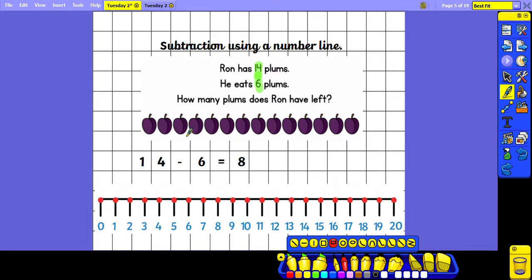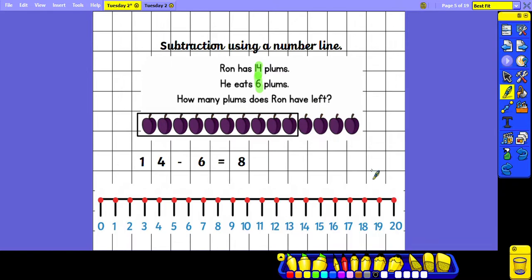Okay, I'm going to use the picture here to help explain. So we have got 14 plums here because that's how many Ron started with. And I'm just going to draw around 10 of them so we can see clearly that there are 10 here and another 4 there. Now, using this difference method of subtracting on a number line, we would still start on 14 because that's the biggest number.